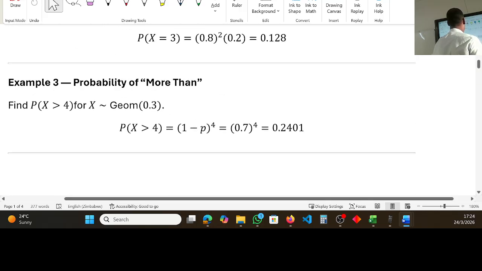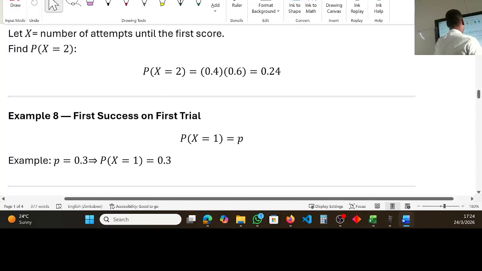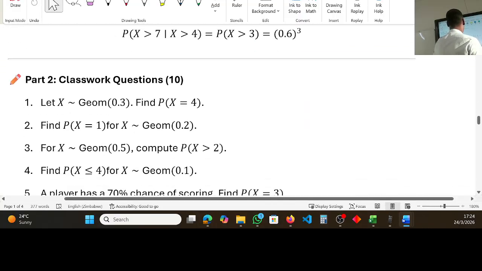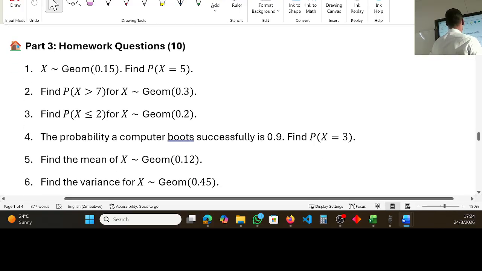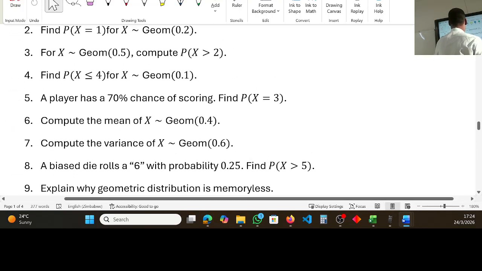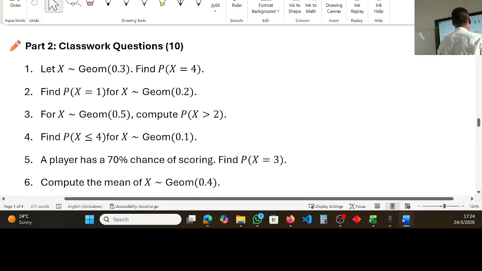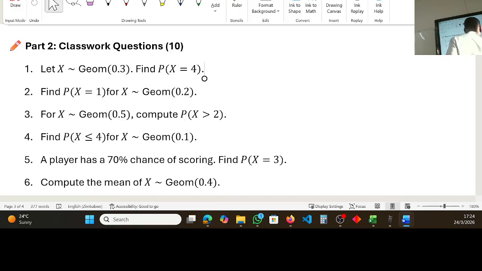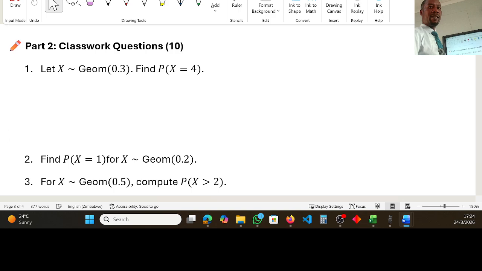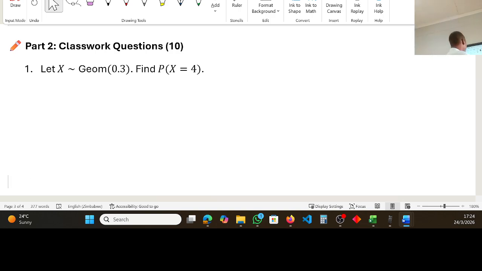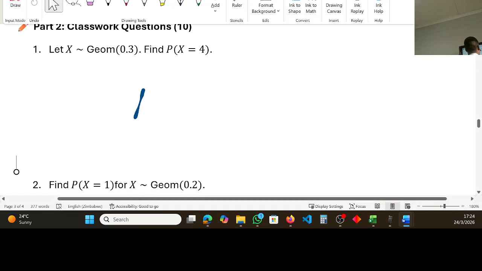A bit of examples there, but we are going straight into questions. Want to check if we can do it together and draw solutions. Let's have a look. There are about 10 classwork questions that we want to attempt and see the results.